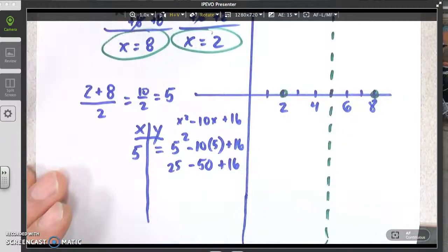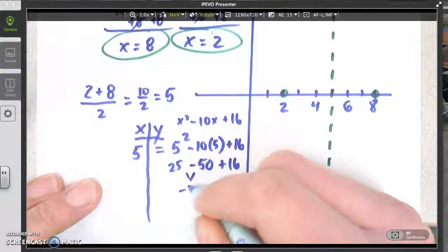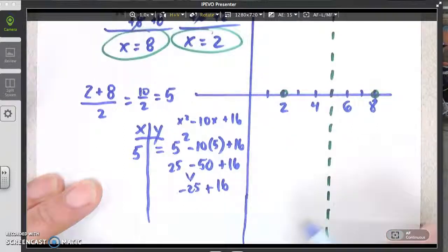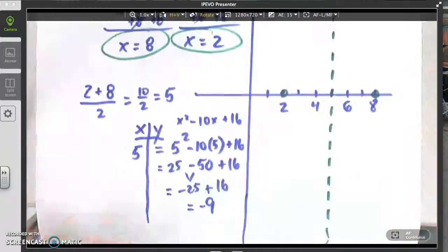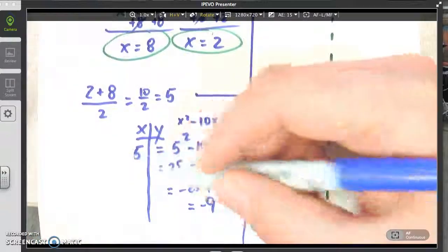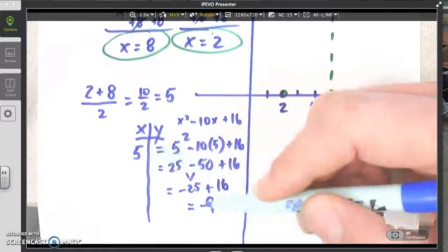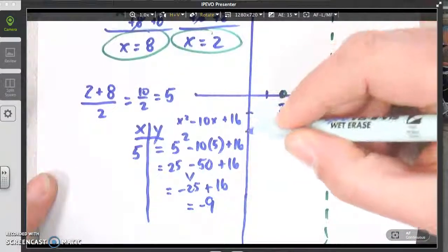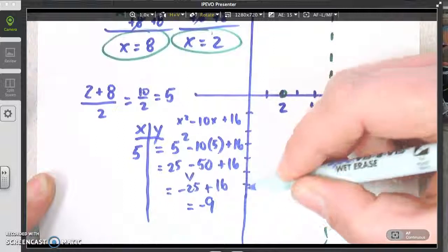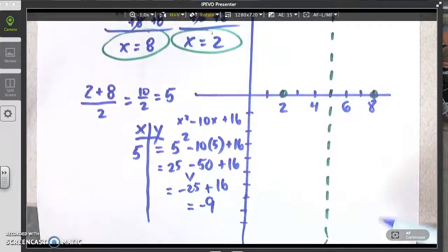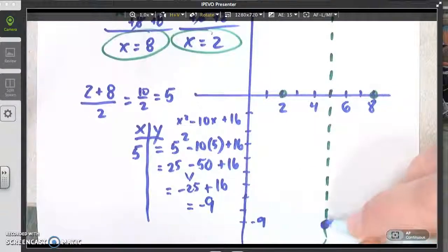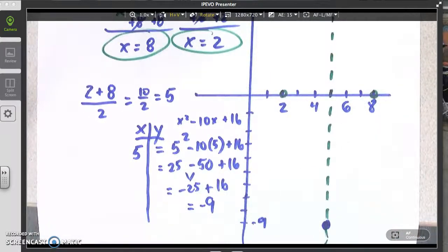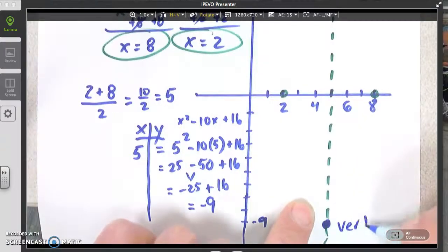Order of operations, once you have just subtraction and addition, you're just going to move from left to right. Left to right, we'll get negative 25 plus 16. That will give us negative 9. Okay. So what that's telling us is 5 comma negative 9. When x is 5, y is negative 9. So we got to go down on our y-axis, 3, 4, 5, 6, 7, 8, 9. And negative 9 is where we'd put our point at 5 and negative 9. There it is. That's our vertex.